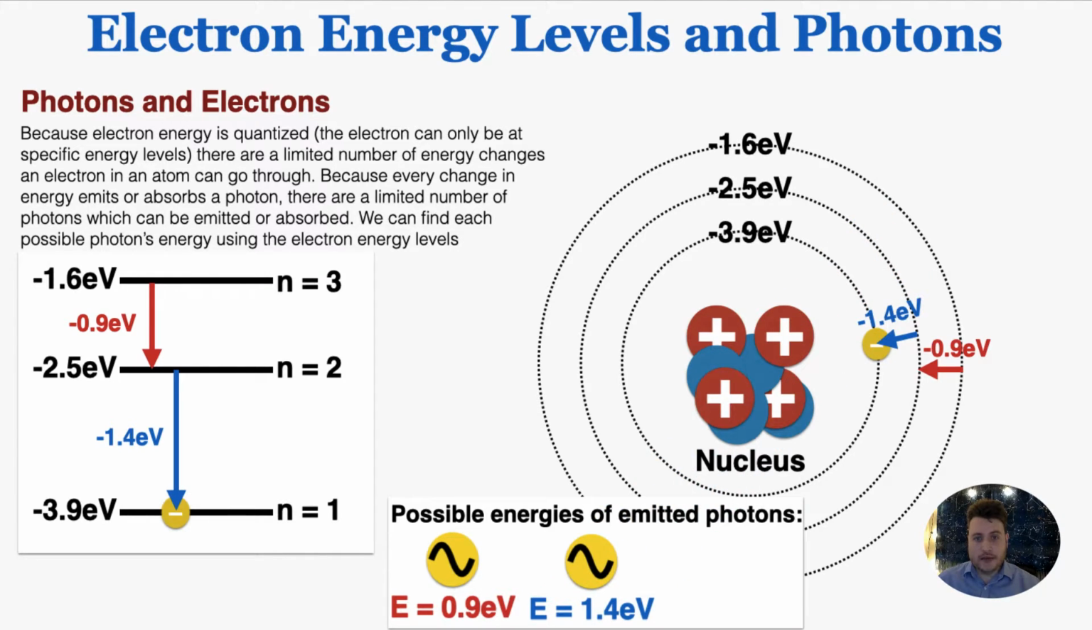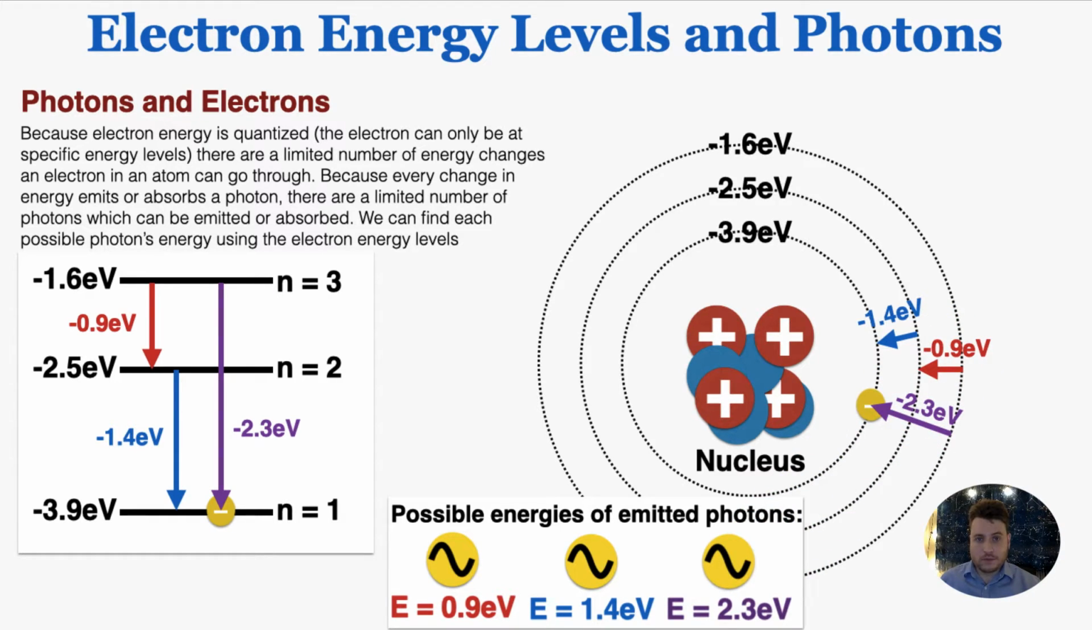So that's another possible emitted photon from this atom. There's one more possible path this electron could take where it drops straight from the third level to the first level. If it took this path, I can see that the energy change would be negative 2.3 electron volts. So that would mean a photon of 2.3 electron volts would be emitted.